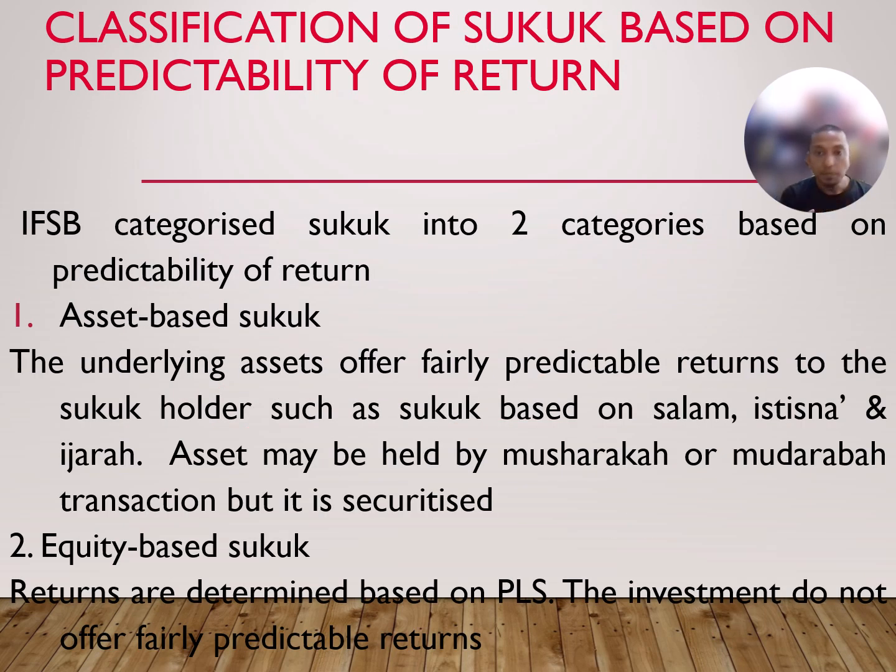The next part is classification of sukuk based on the predictability of return. The predictability of return has two categories, which are asset-based sukuk and equity-based sukuk. Asset-based sukuk, because there is an underlying asset, offers fairly predictable return to the sukuk holder, such as sukuk based on salam, istisna, and ijarah. The asset may also be held by musharakah or mudarabah.